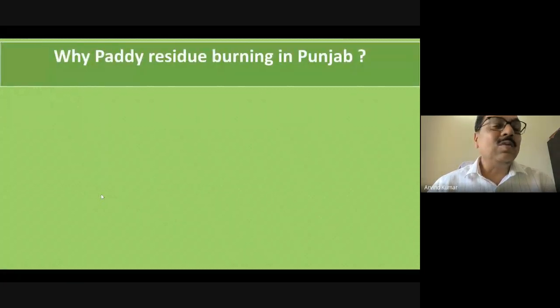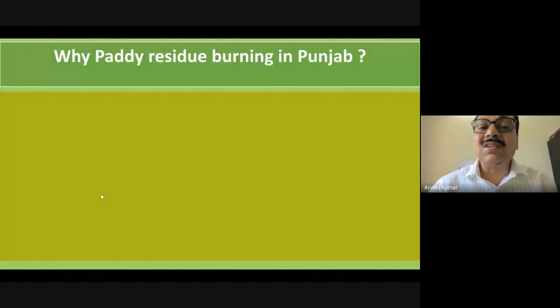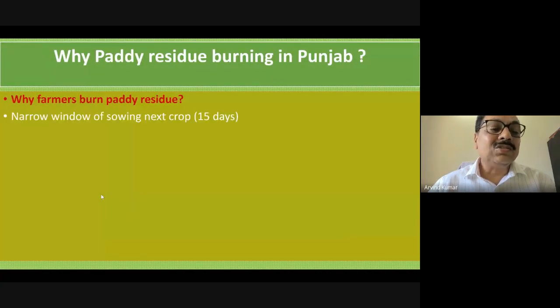So why actually do farmers burn the residue in Punjab? The question arises, why? There are certain reasons for that. Because there is a narrow window for sowing the next crop. Only 15 to 20 days are available. Once the paddy is harvested, within, you can say, 15 to 20 days, the wheat or other crops related to vegetables have to be sown.